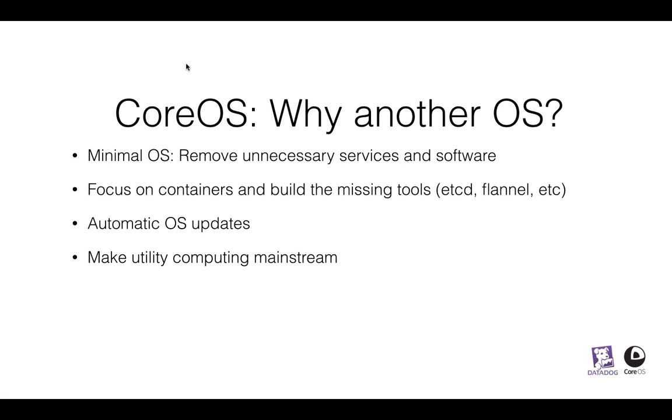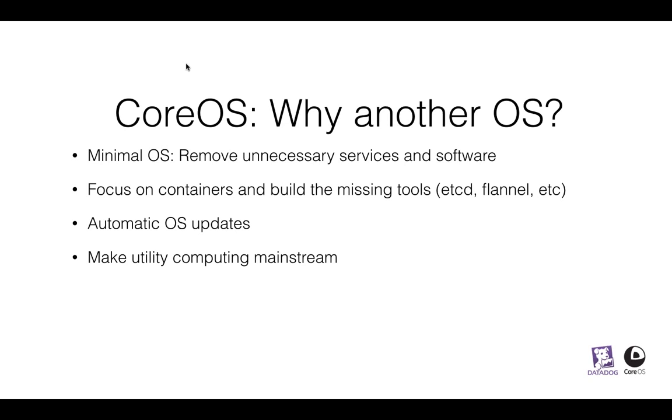The next question that comes up is, why another OS? Why not strip down one of the existing Red Hat or Debian flavors? The main reason is we saw the need for an OS that doesn't have any contract with the user. What we mean by that is there's no Python, there's no Java, there's nothing that your container or application should depend on. What this gives us the ability to do is update the operating system in the background, very analogous to the way your web browser updates itself automatically. And our focus was on containers and building the missing tools.